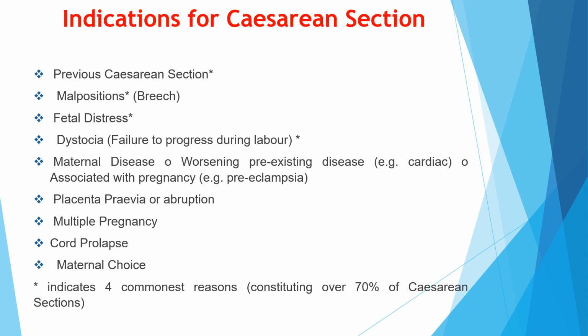Fetal distress, when the baby is in distress, is one of the indications for cesarean section. Failure to progress during labor, and maternal disease, which could be cardiac, could be preeclampsia and so on. Placenta previa or abruption, where the placenta in the mother's uterus is damaged. Multiple pregnancy, and cord prolapse, where the cord is wrapped around the baby. These are indications for cesarean section.